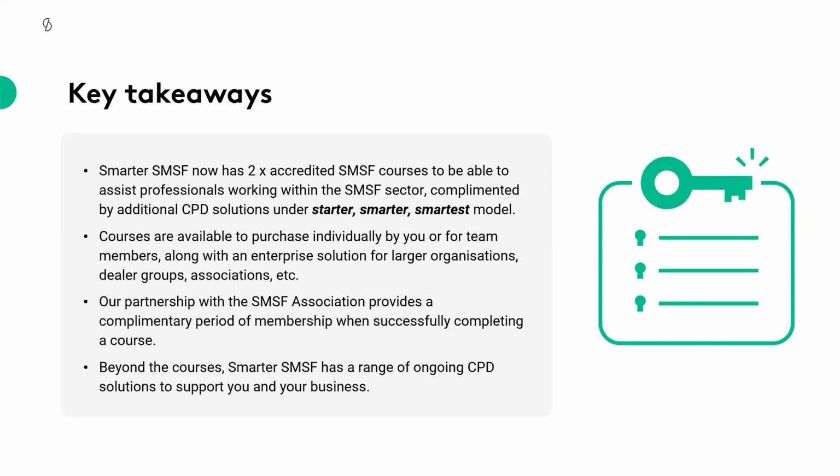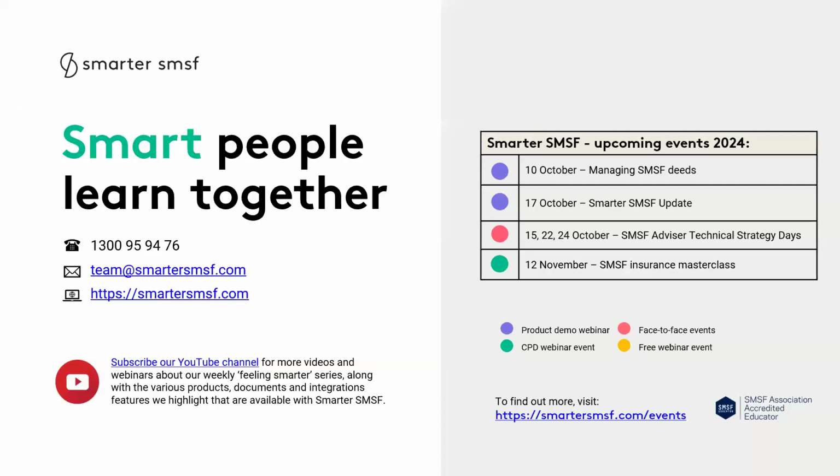Our partnership with the SMSF Association provides an opportunity to access a complimentary period of membership, whether it's the affiliate membership with our Foundations course or the associate membership as part of our Essentials course, that provides anywhere between $300 and $600 of extra value when you sign up to our SMSF courses here. And then beyond the courses, again, Smarter SMSF has a range of solutions to support you. So that pretty much takes us to the end of today's session.